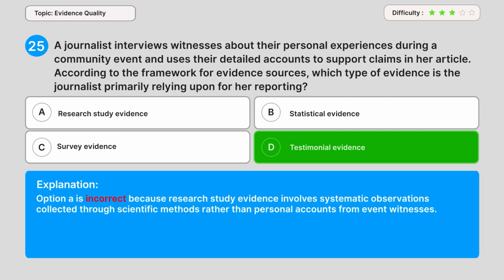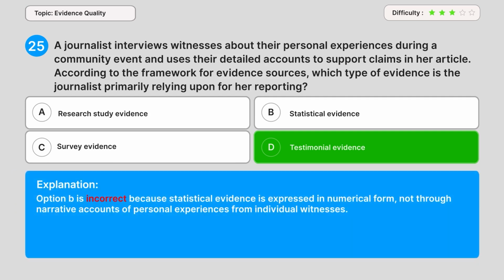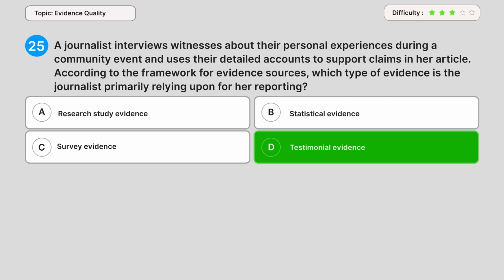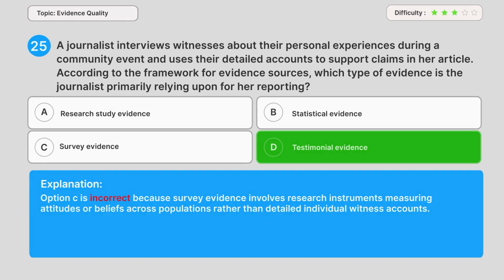Option A is incorrect because research study evidence involves systematic observations collected through scientific methods rather than personal accounts from event witnesses. Option B is incorrect because statistical evidence is expressed in numerical form, not through narrative accounts of personal experiences from individual witnesses. Option C is incorrect because survey evidence involves research instruments measuring attitudes or beliefs across populations rather than detailed individual witness accounts.